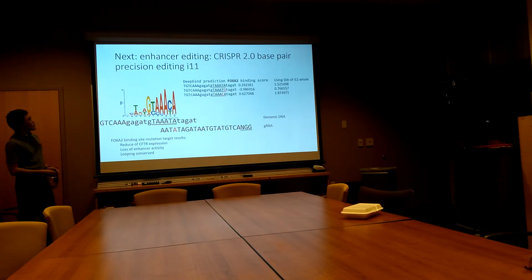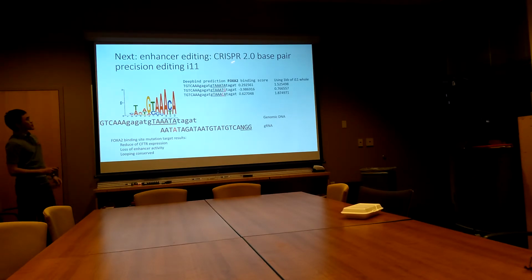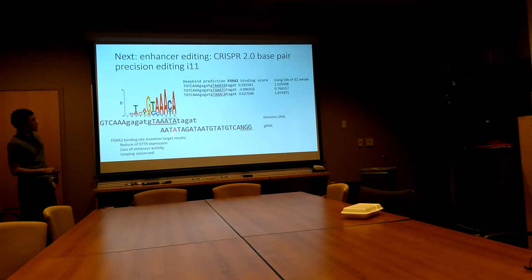Next step, I'm going to move on to editing those enhancers using CRISPR 2.0 technology. Here I'm showing the intron 11 FOXA2 binding site I just showed previously. Here's the guide RNA design. The A4 region will be mutated from A to C.